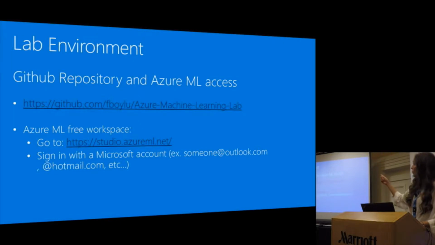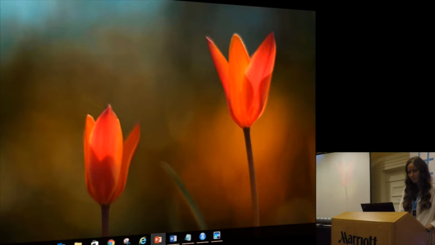I want you to go to this GitHub repository, https://github.com/fboylu, my first name initial and my last name, F-B-O-Y-L-U, slash azure-machine-learning-lab. If you go there, I'll put it up again. Okay, is there something wrong? I don't want to drag it. That's mirror.